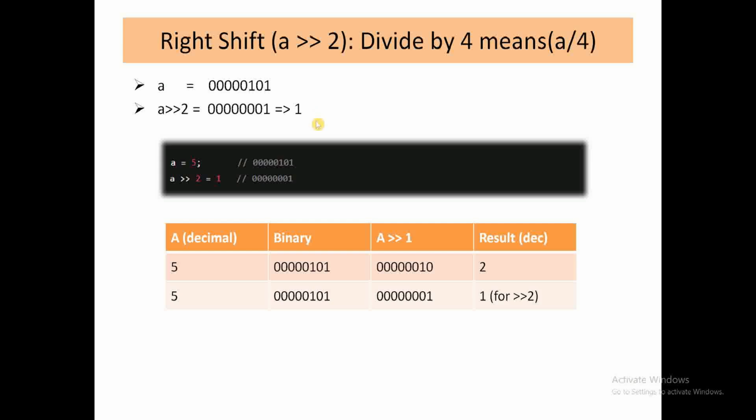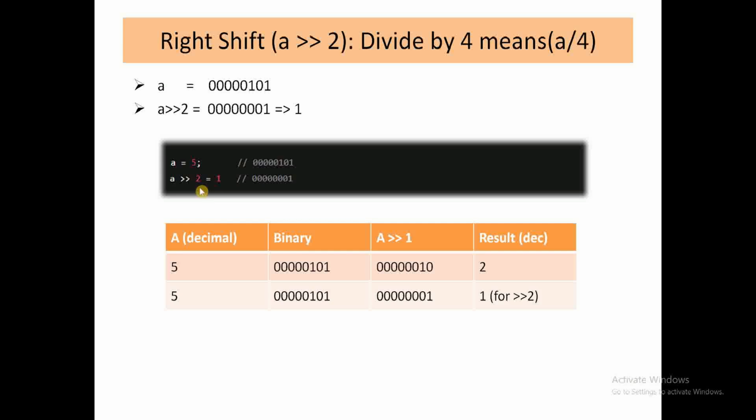Next we have right shifting. If we want to get the final output, we have to divide here. In left shift we multiplied, and in right shift we have to divide by 4 if we want to get the final output. And here we have the same value, a is equal to 5, and this is the binary form of it after converting from number to binary.